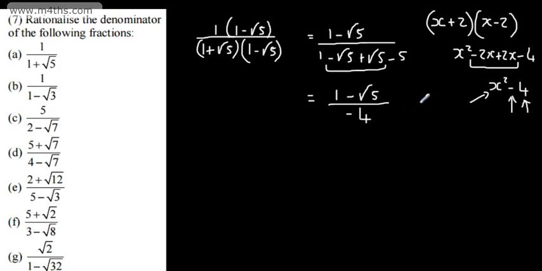You might want to write this now. Let's just write it here. We could have now the root of 5 minus 1 over 4. I think it looks slightly better in this particular form by multiplying through by negative 1.